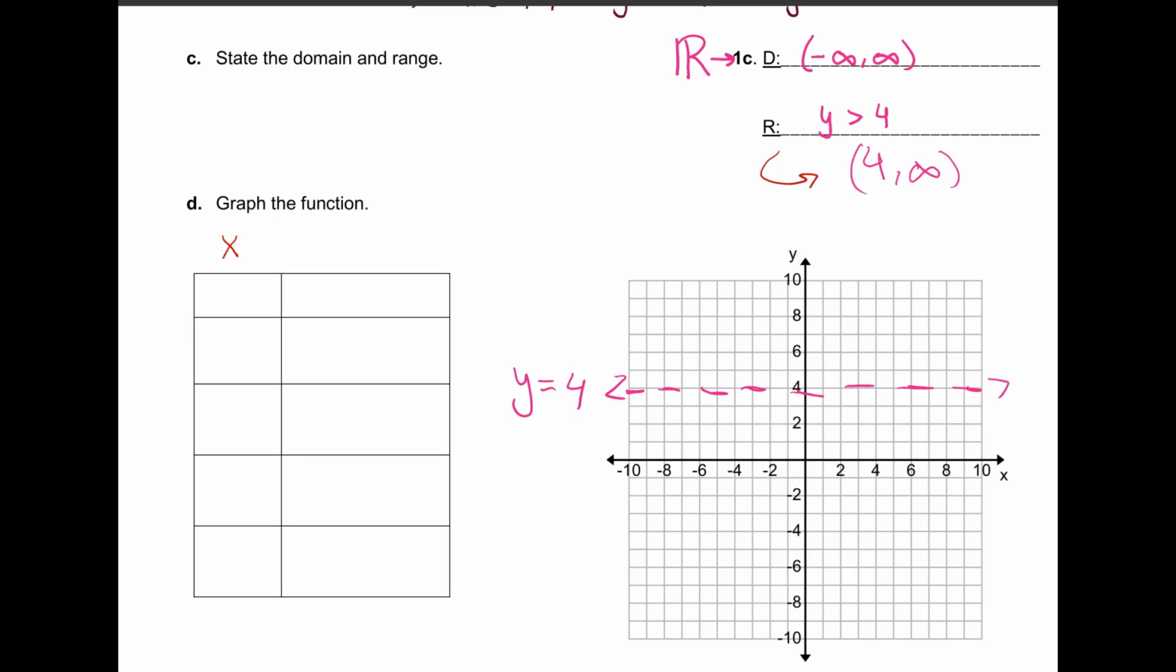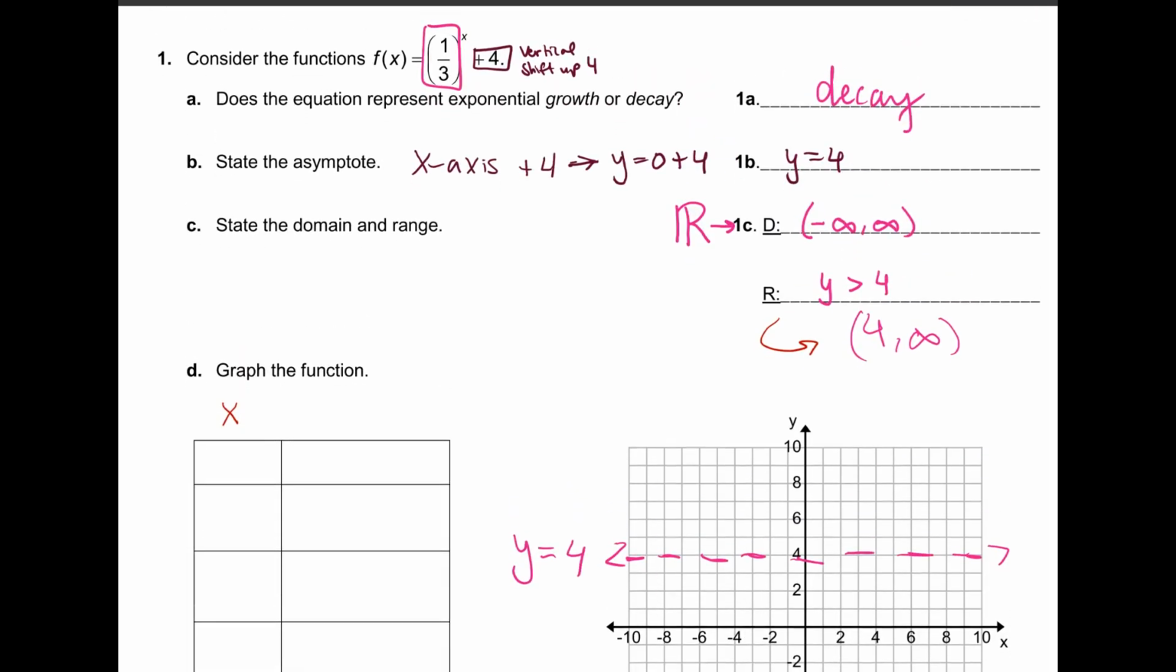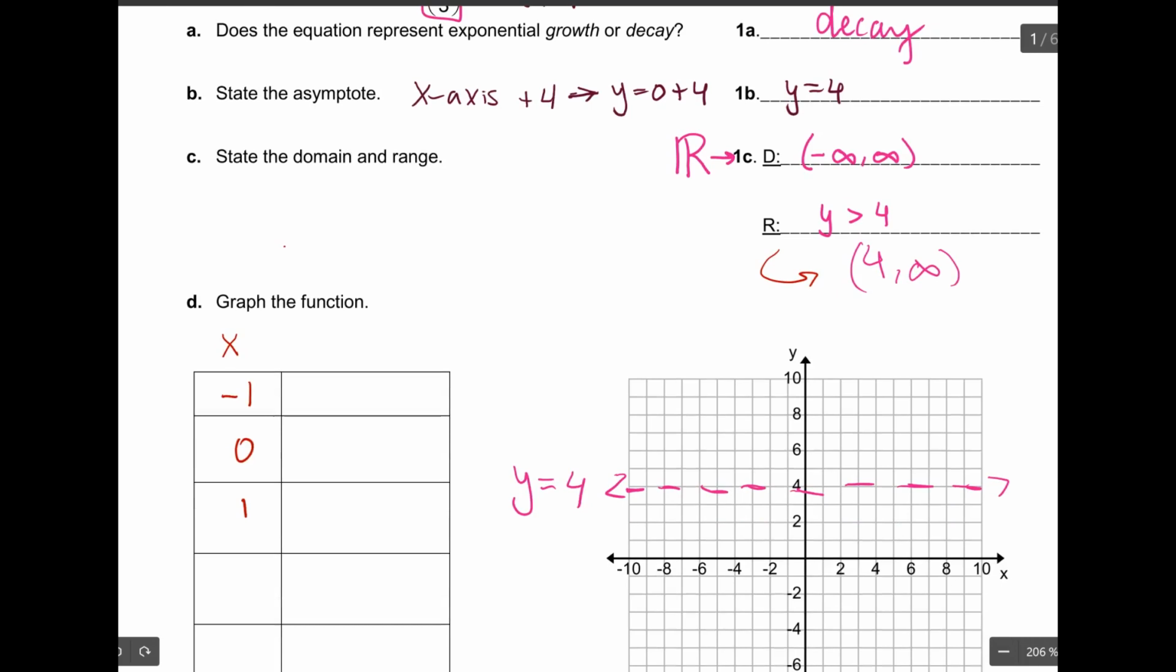So here's our x. What number should I pick for my x to plug in? Should I pick like 10? No, Miles, what would be a good one? Numbers around 4? Well, it depends on our exponent. If I had an exponent like 1/3 to the x plus 4, you'd do negative 1, 0, 1, 2. Exactly. So I'm going to pick negative 1, 0, 1. Let's see what values this gives us.